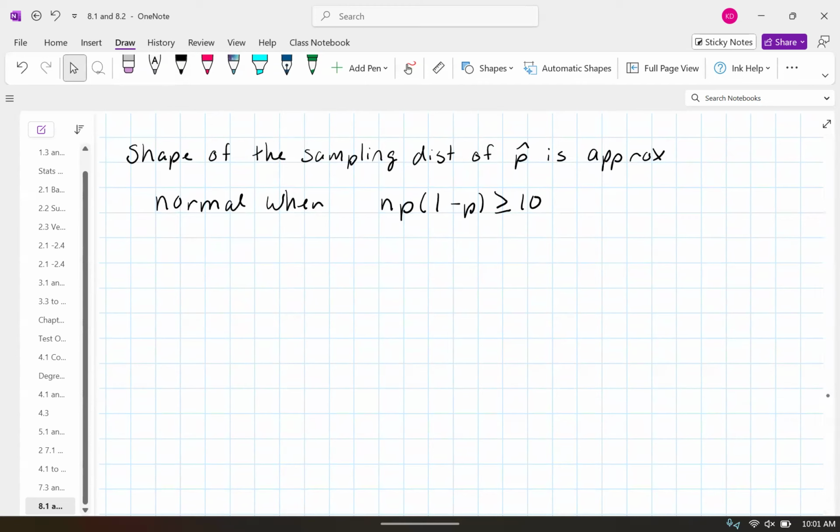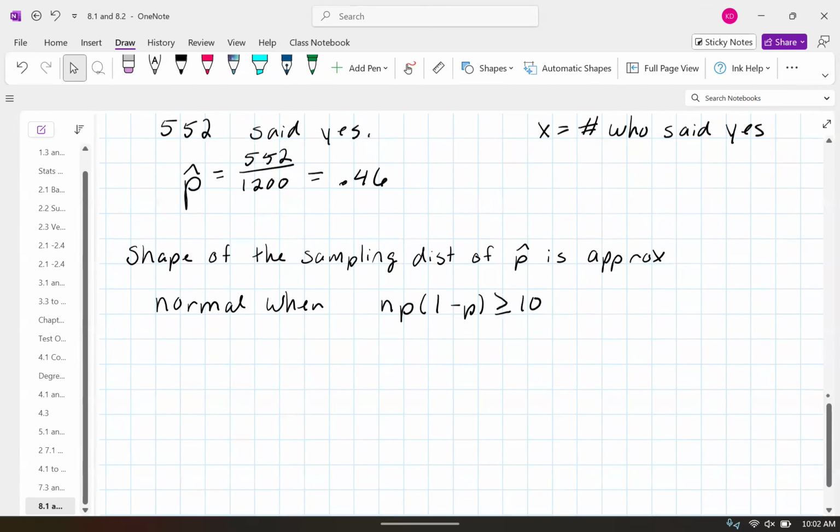So this is something we should always check. Is this true for our data? Does our sampling distribution follow this? If so, great, we move on, we pretend it's normal. If not, well, we don't.